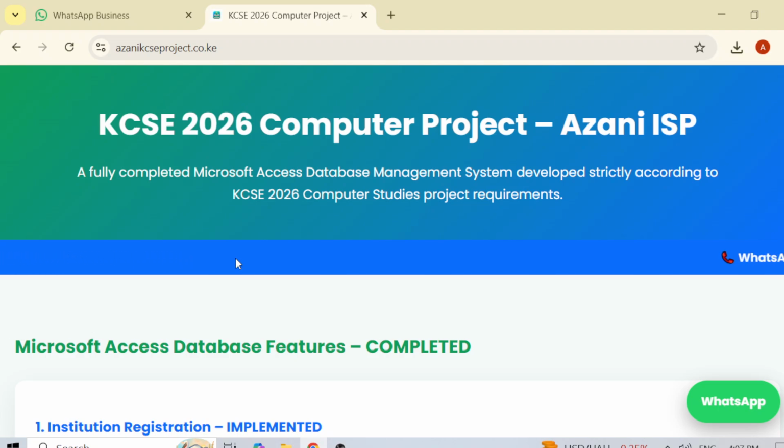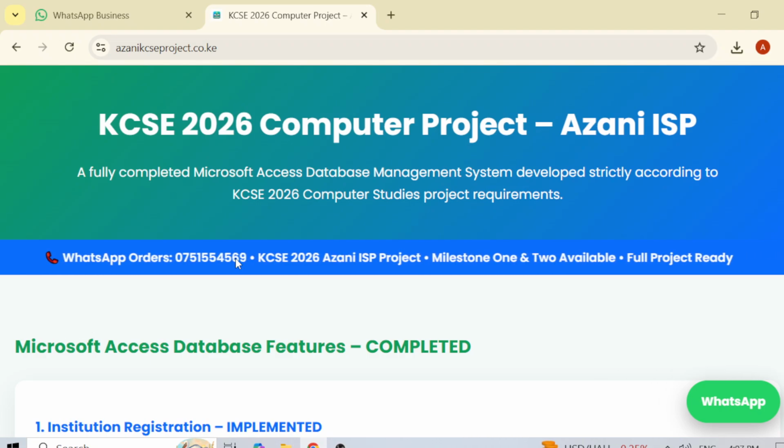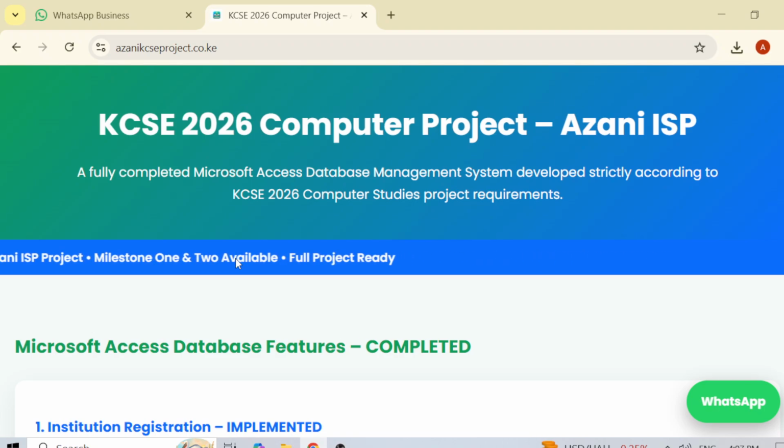So for 3, we also need the project objective. Each project is going to accomplish objectives. So our AZANI ISP will be accomplishing, for first, we will be able to register institutions. It will be easier for them to register institutions. Record payments such as fees, institution fees, and monthly subscriptions.